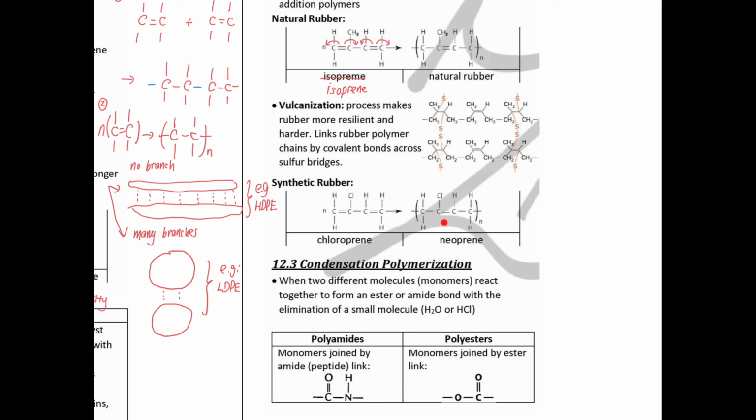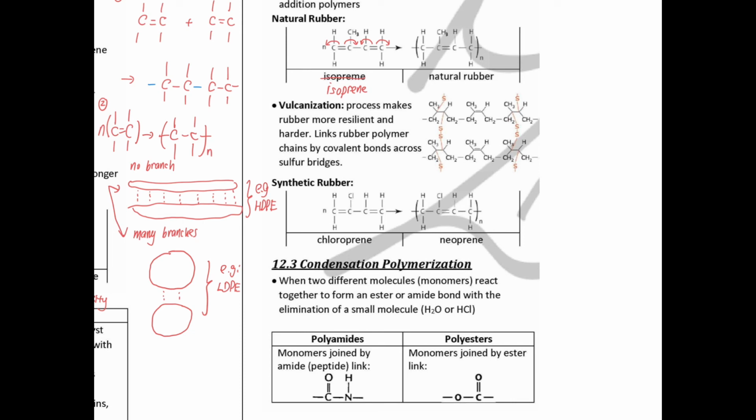Then they join up. When they join up, we call it synthetic rubber, and the polymer is also known as neoprene. So chloroprene becomes neoprene. Synthetic rubber is basically a stronger rubber.